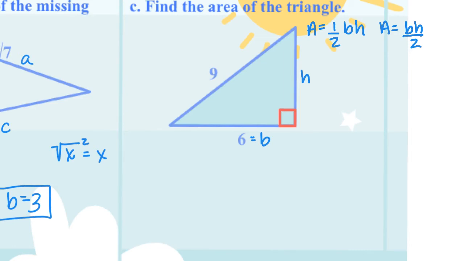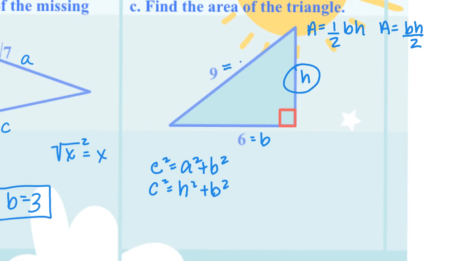We can use the Pythagorean theorem to find the height. So in this case, our Pythagorean theorem, c squared equals a squared plus b squared, is going to become c squared equals h squared plus b squared, because h is the height that we're looking for. C is 9, so this becomes 9 squared. H squared stays the same because that's the part that we're missing. And b squared becomes 6 squared because 6 is the length of the base.